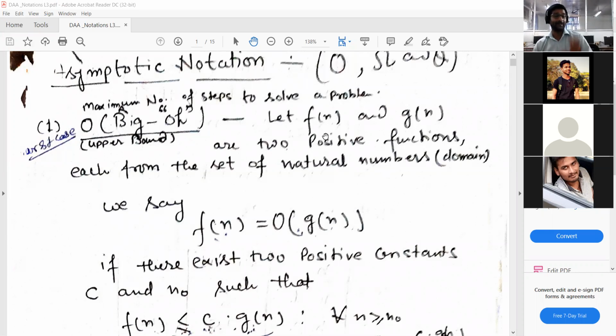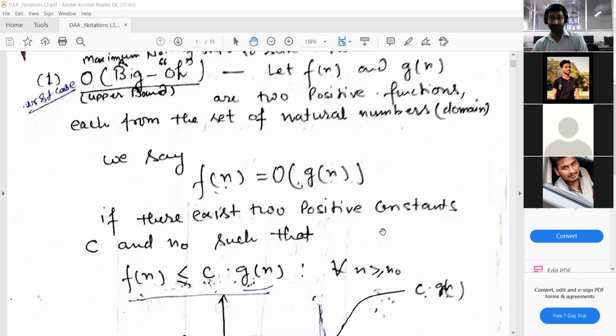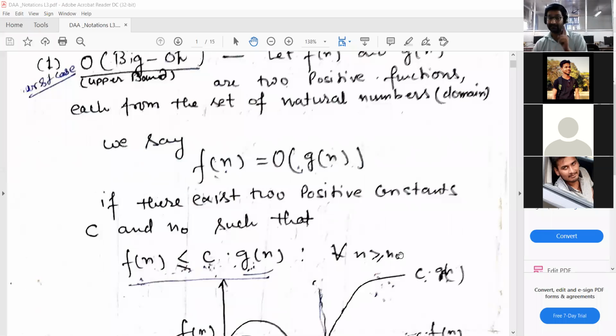तो अब if I have taken the two functions, ठीक है, then only we can say that f(n) is big O of g(n) if there exist two positive constants. Two positive constants, वो कौन कौन से constant हो? C and n naught, such that f(n) is always less than or equal to C times g(n), for every n greater than n naught.